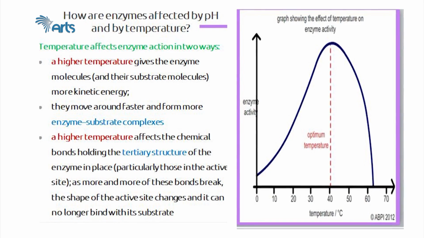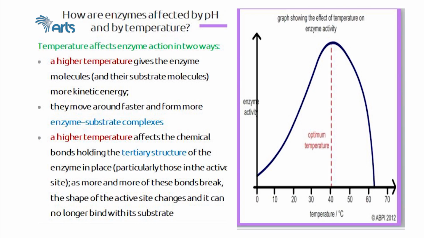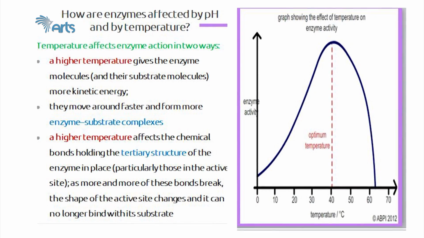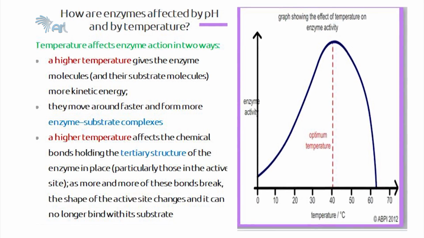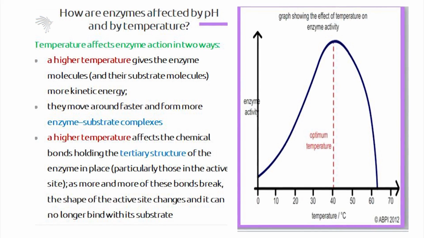Excessive increase in temperature will break the bonds of the active site in particular, so the enzymes can no longer catalyze, and no longer bind with their substrate molecules. This way temperature can affect the catalytic activity of the enzymes.